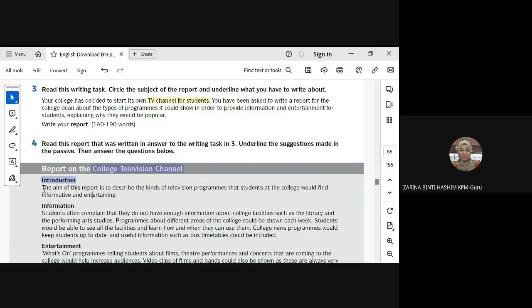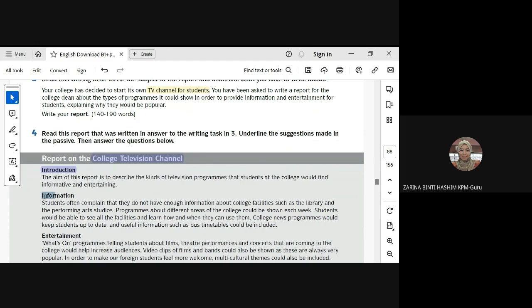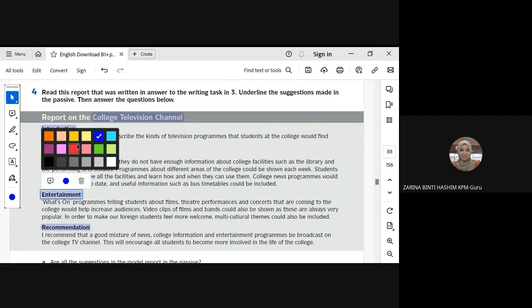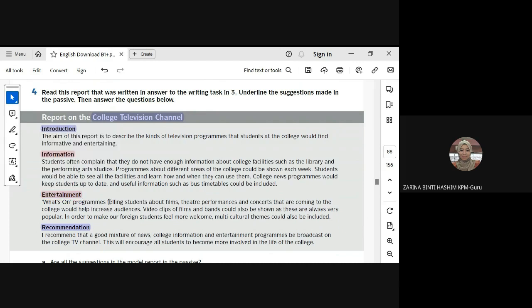So what do you need to write for the introduction? Okay, so for this report, you need to have the headline. All these are called headlines. Introduction, information, entertainment, and also recommendation. So remember these four things. Okay, for introduction and recommendation, it will be the same for any type of question. But for information and entertainment, it depends on the type of question that will be asked.